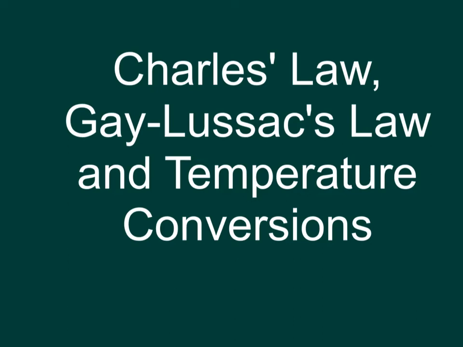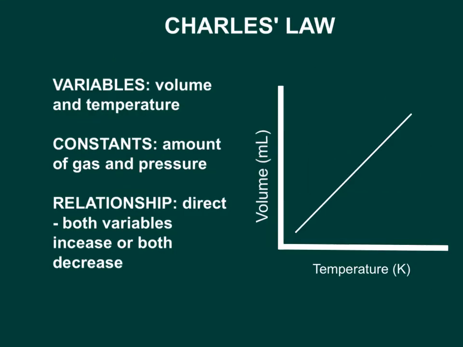This screencast is about Charles' law, Gay-Lussac's law, and temperature conversions. In Charles' law, the variables are volume and temperature, and the constants are the amount of gas and the pressure. The relationship between the volume and the temperature of a gas is direct, and we see that in the graph here, which is a straight line that slopes up and to the right.